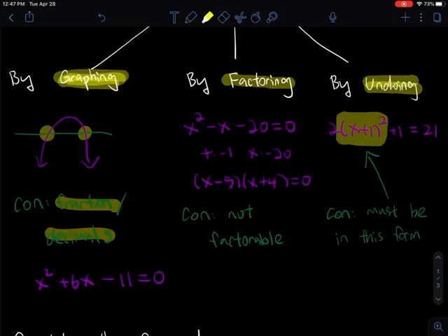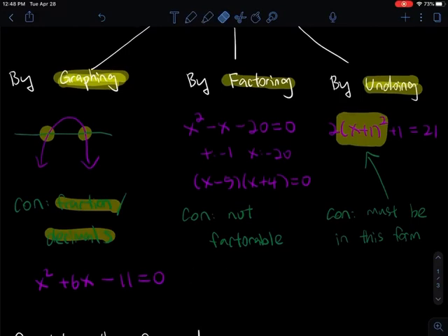Okay, let's try factoring. Can we find two numbers that add up to 6 and multiply to -11? In this case, I think the answer is no, right? We can't have two numbers that add up to 6 but multiply to -11. So that's no good either.